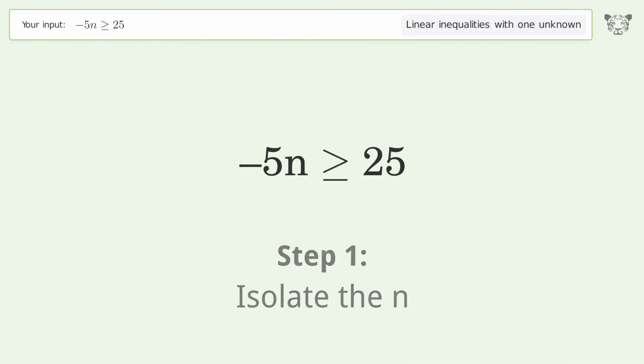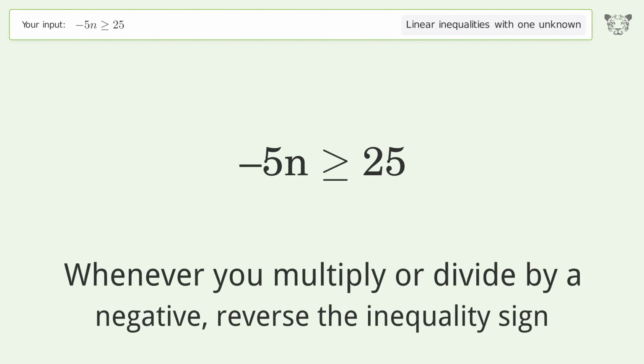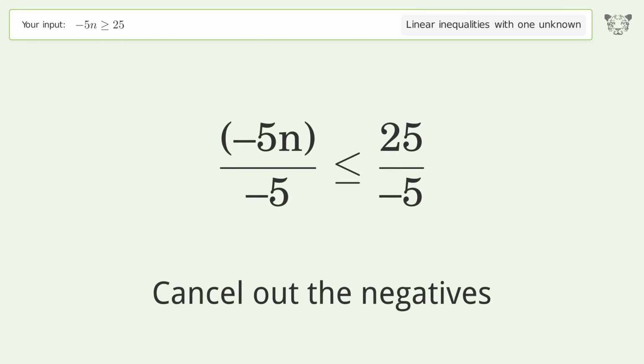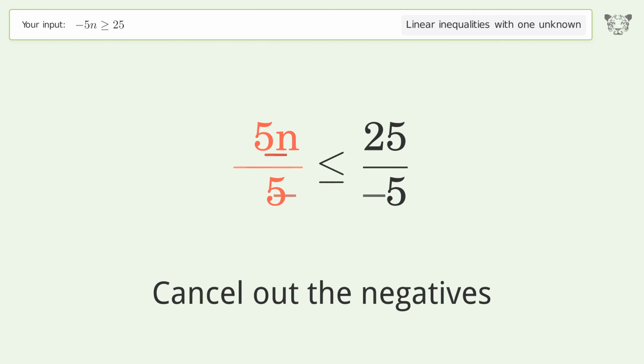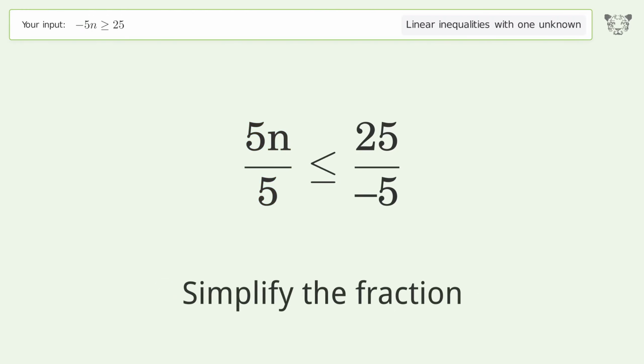Isolate the n. Divide both sides by -5. Whenever you multiply or divide by a negative, reverse the inequality sign. Cancel out the negatives. Simplify the fraction.